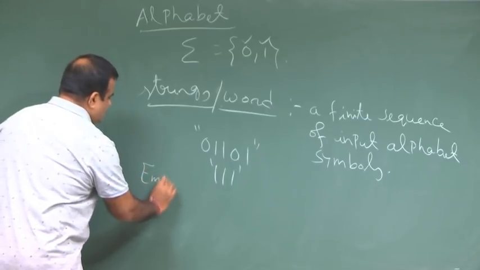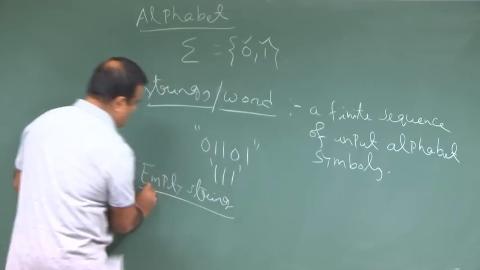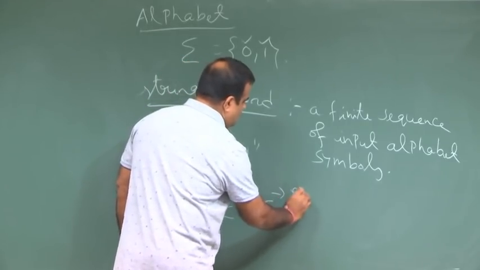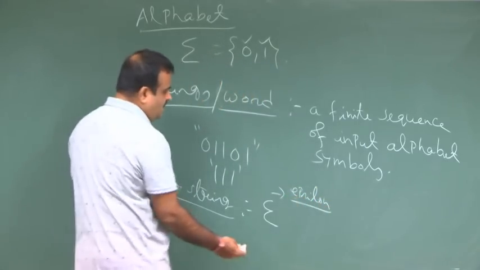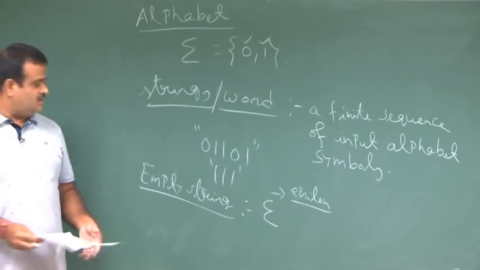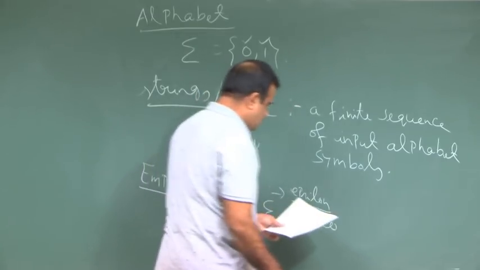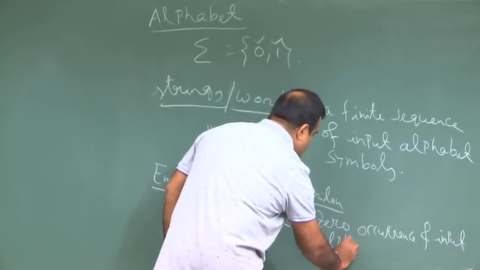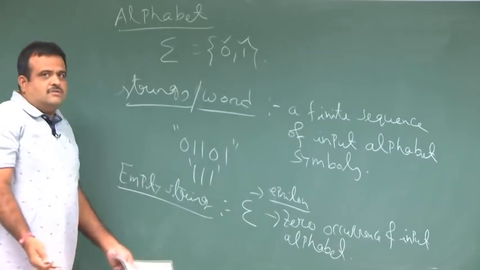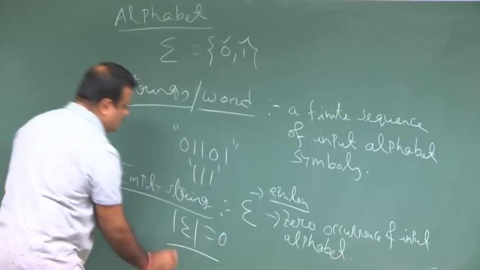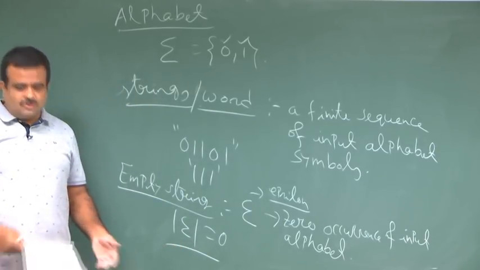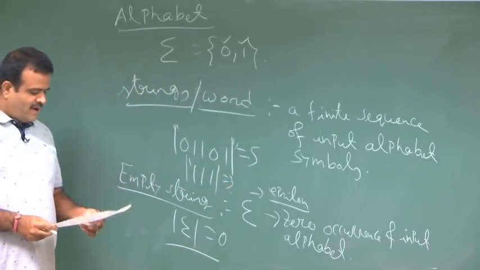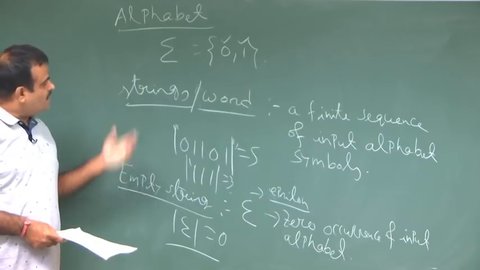And there is an empty string, which is defined as epsilon. This symbol is called epsilon, and it is referred to as the empty string. Empty string means zero occurrence of the symbols of the input alphabet. So, the length of this empty string is zero, because there is no alphabet symbol. The length of the first example is 5, the length of the other is 3. This is the way we define the length of a string. Okay, a string is also called a word.